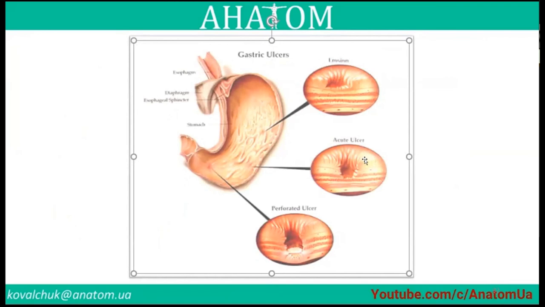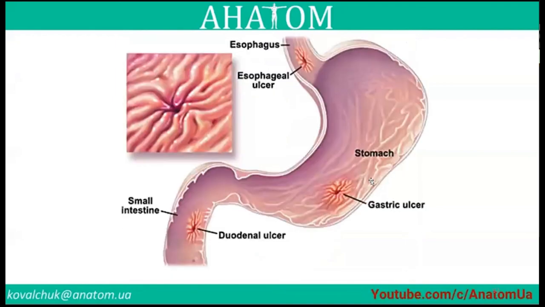The next variant is an ulcer. With an ulcer, not only the mucous membrane is crushed, this disorder connects to the muscle layers. It's the biggest pain, the biggest problem for the organism, and in the end it may present an opening in the wall of the stomach. It's a perforated ulcer. It's a very, very dangerous moment, and it's very important where the ulcer is located: in the stomach, in the esophagus, in the duodenum.